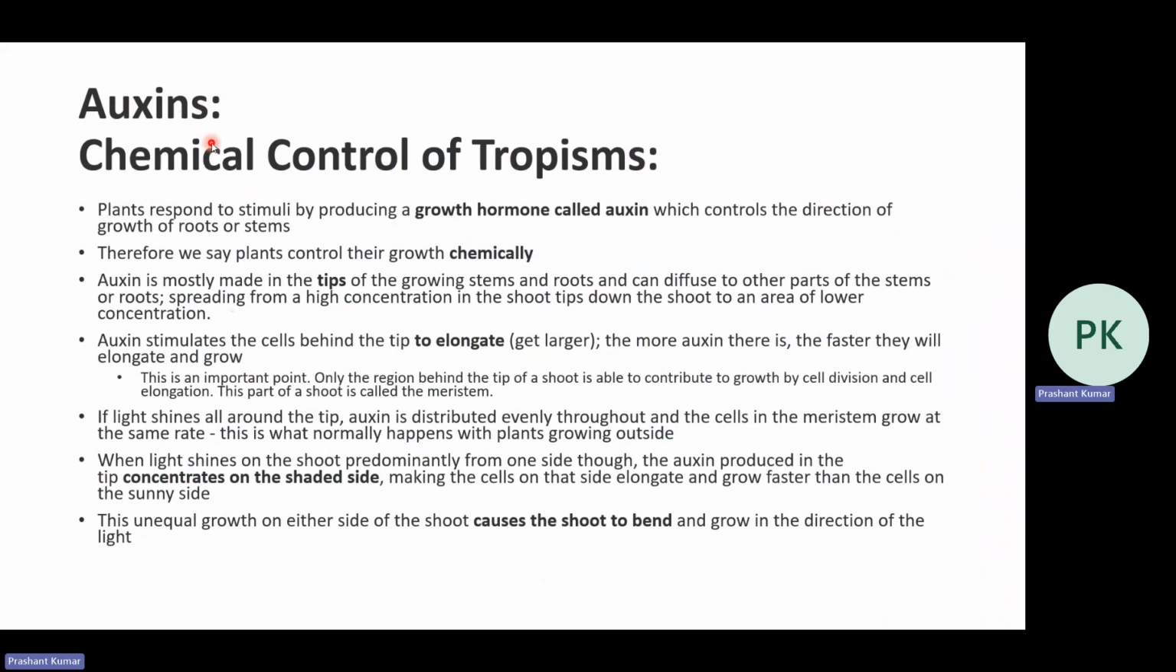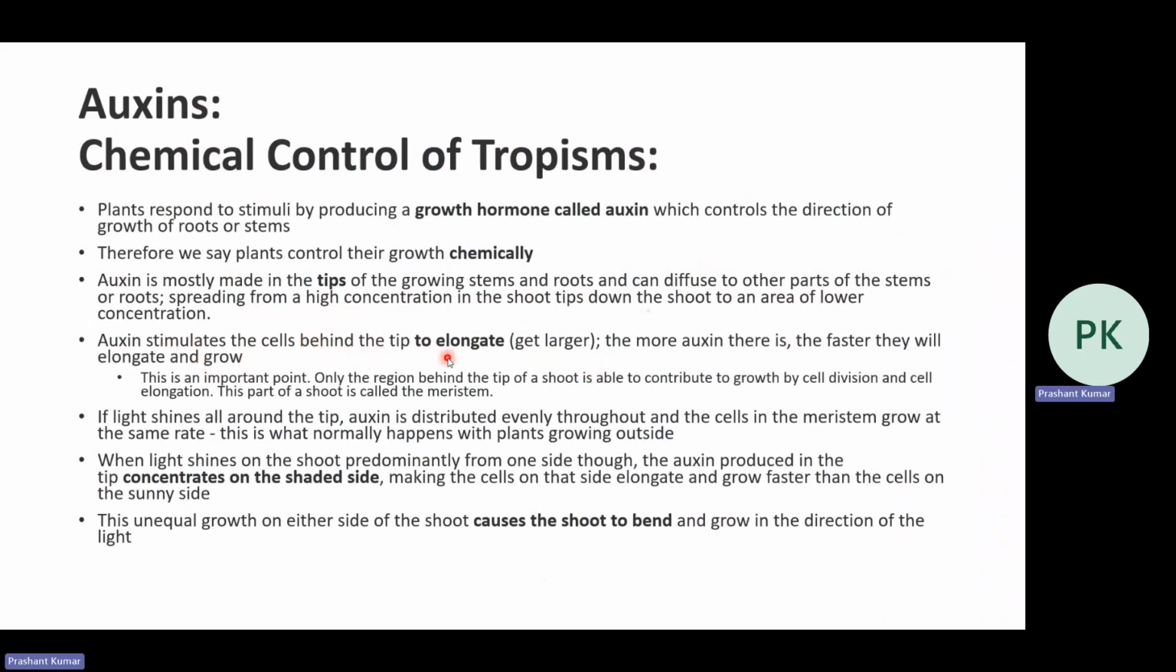of growth of root and shoot. So we see plants control their growth chemically, because they are producing hormone. Auxin is mostly made in the tip of the growing stem and root and can diffuse to the other part of the stem or root, spreading from a higher concentration region at the shoot tip down the shoot to an area of lower concentration. So the food will also be transported.